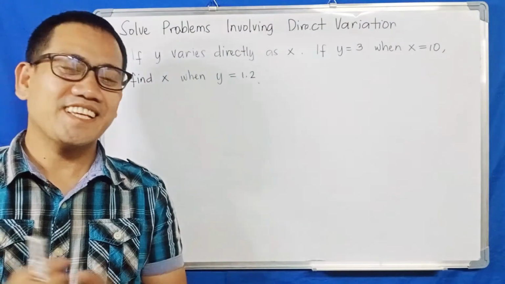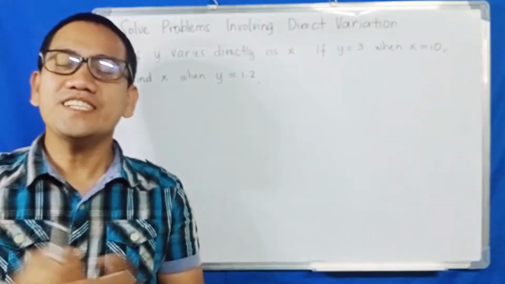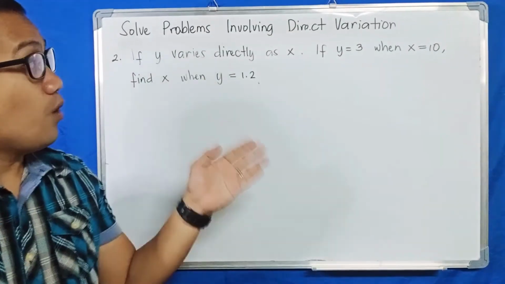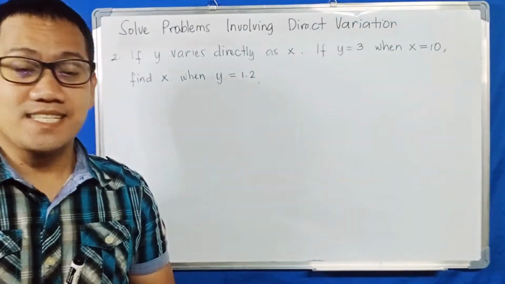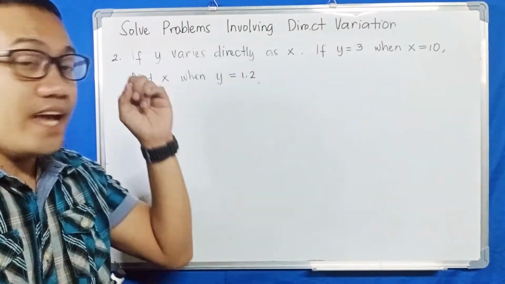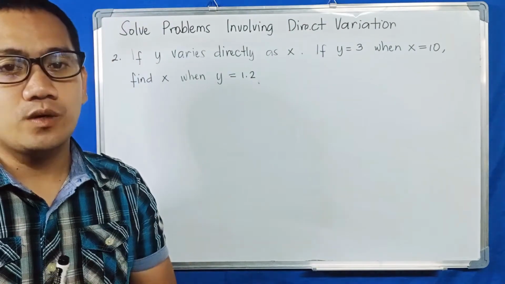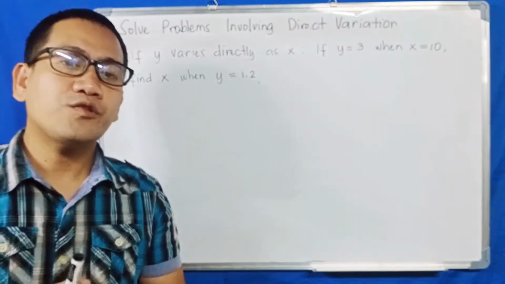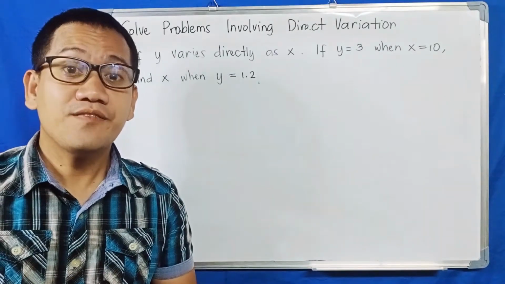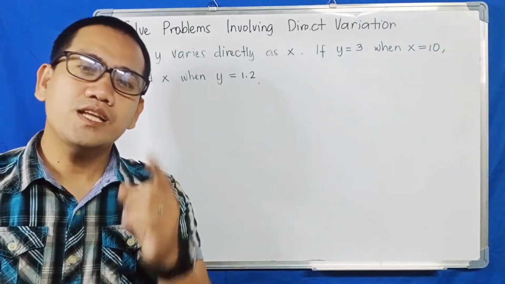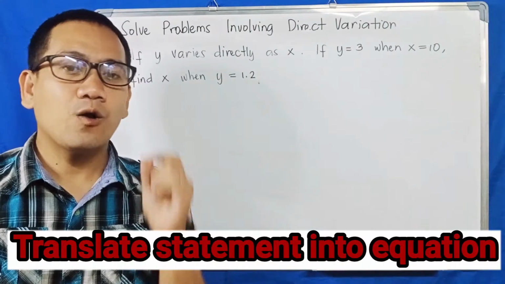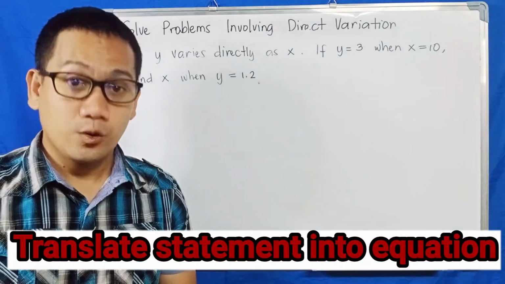So, let's have the second example. If y varies directly as x, if y is equal to 3 when x is equal to 10, find x when y is equal to 1 and 2/10. Again, for us to solve for the unknown variable in this given equation, first thing we need to do is to translate our statement into equation.